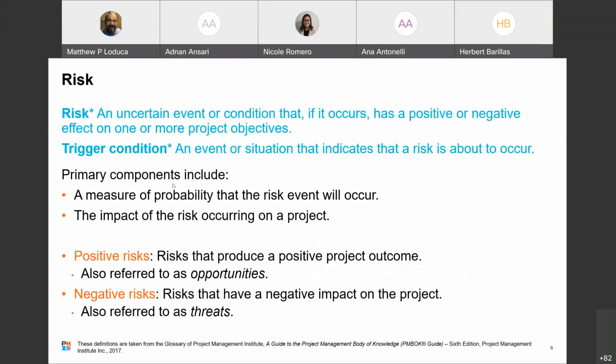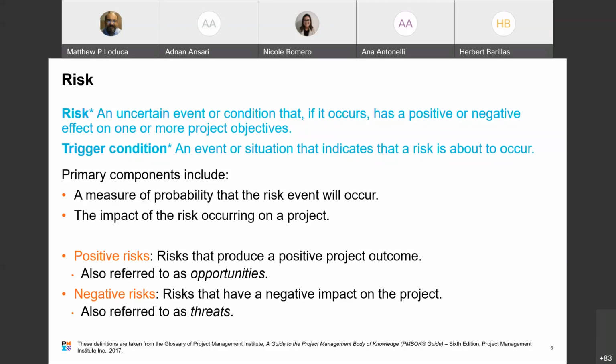So risk is an uncertain event or condition that, if it occurs, has a positive or negative effect on one or more project objectives. The trigger condition is an event or situation that indicates that a risk is about to occur. That's very, very broad, but essentially, when we think about risk, we normally think about the negative. We generally don't call it a risk if it's like, ooh, I'm at risk to make $1 million. We think of that as an opportunity. We think about, oh, I might lose $1 million.